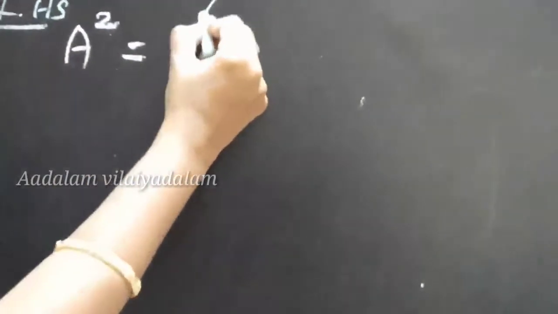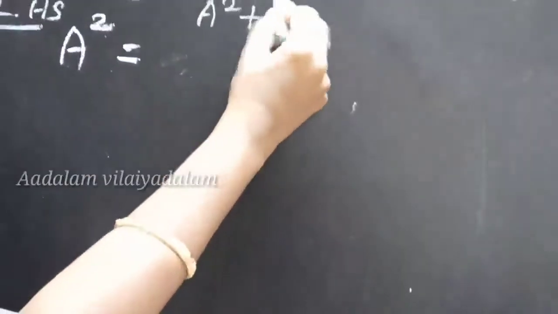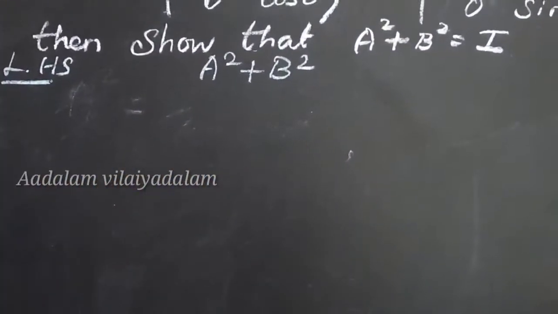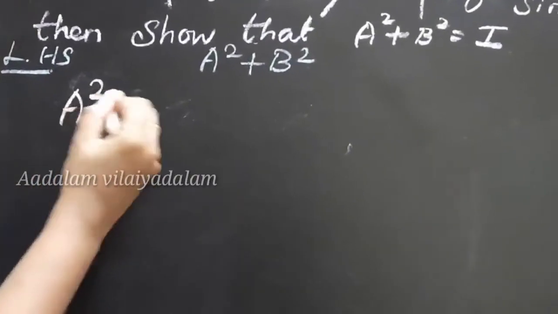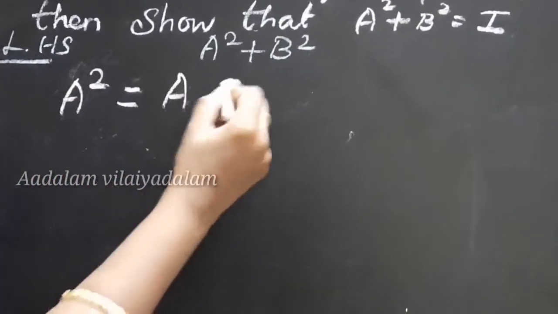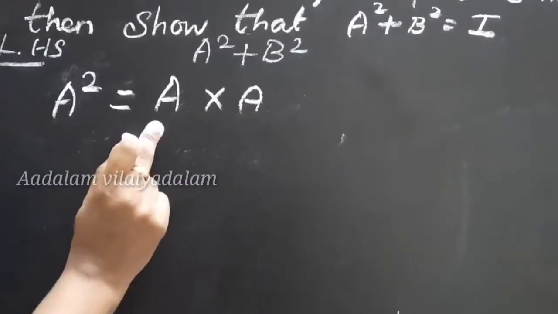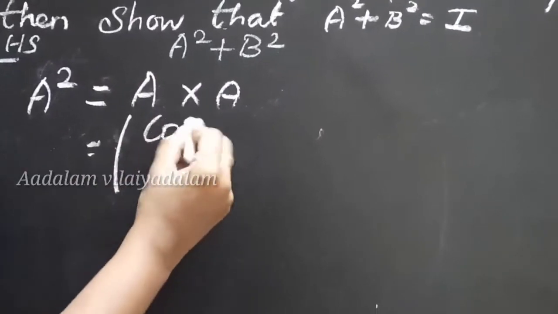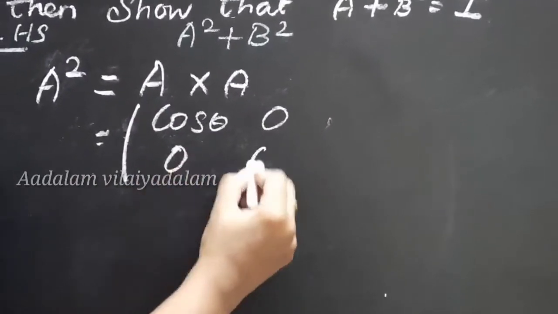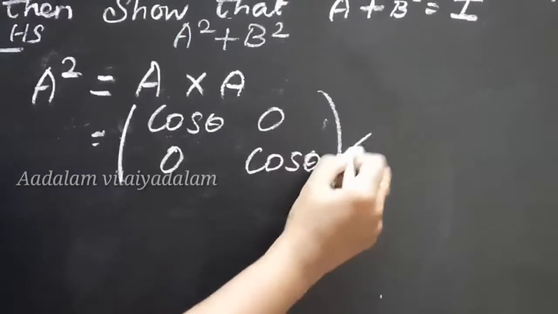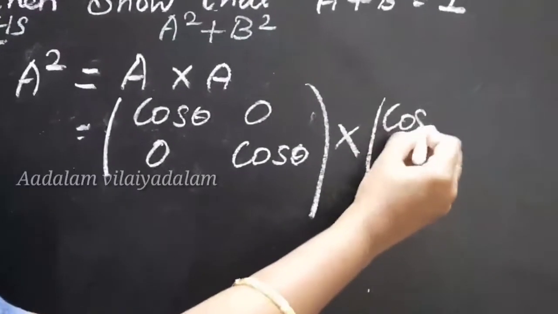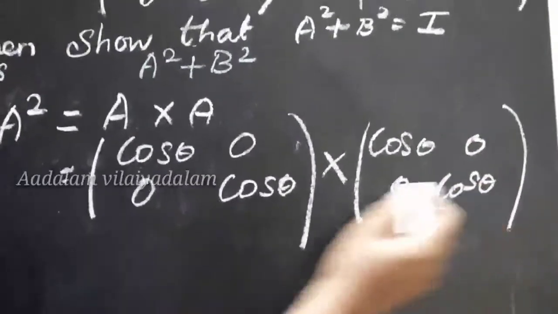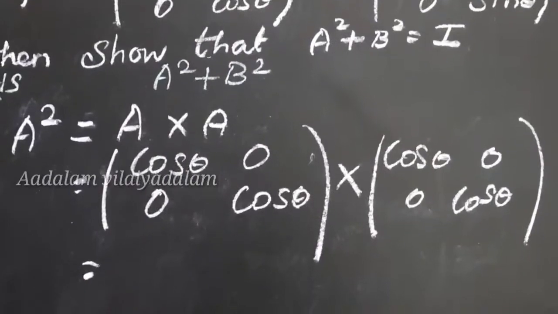A square plus B square. Here first complete the A square value. So A square means A into A, the product of A matrix into A matrix. So here the A matrix cos theta 0, 0 cos theta into the A matrix cos theta 0, 0 cos theta. Now multiply row and column wise here.